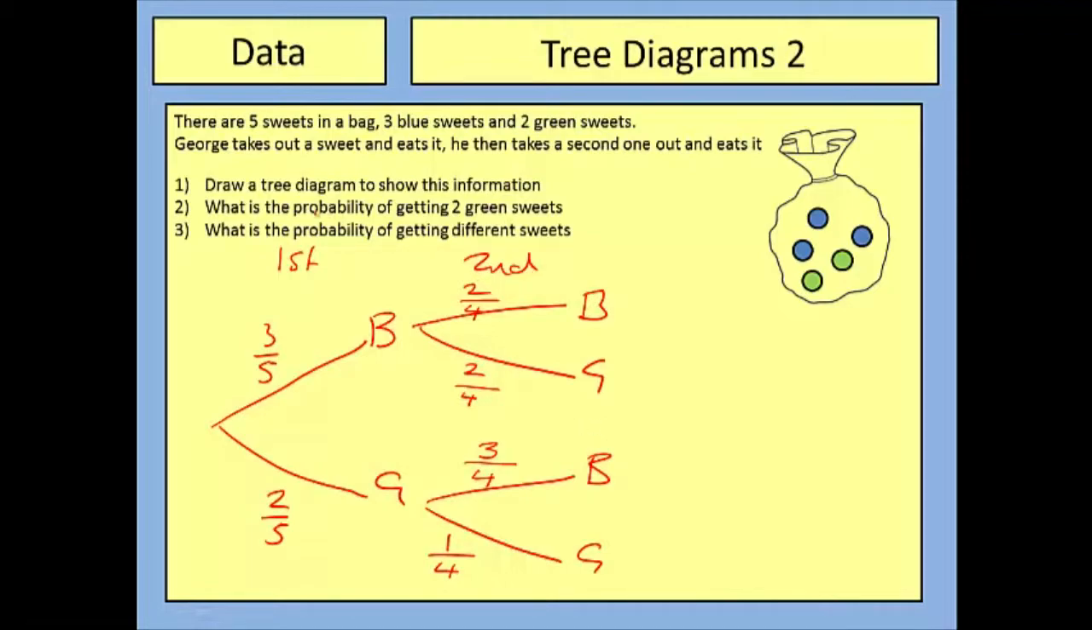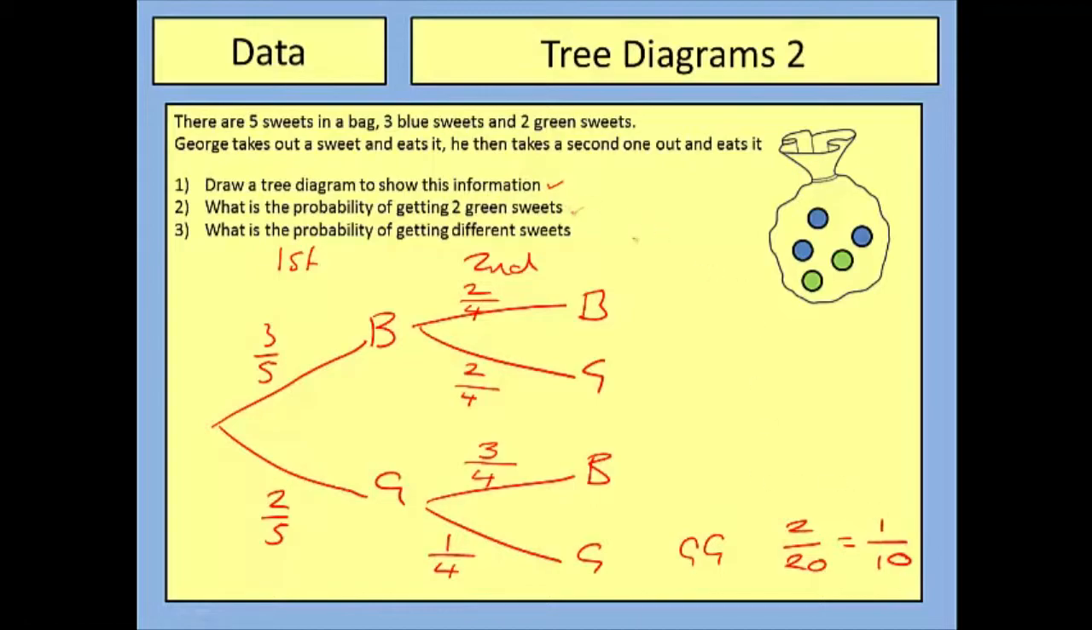What I need to do is think about the probability of getting 2 green sweets. So this only happens in one place on my tree diagram. It's down here, GG. So I'm interested in the probability of a green and another green. If you remember from tree diagrams number 1, we're going to multiply these together to get 2 over 20, and I may want to simplify that down to 1 over 10.